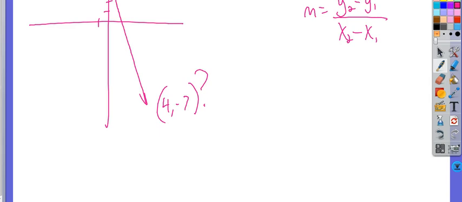We go down 3 and over 1. Where would that put us? What would be the coordinates at that point? 0, 5. Okay. Go down three again and over one, where does that put us? 1, 2. We'll go down three again and over one, where's that? 2, -1. Down three and over one, where does that put us?